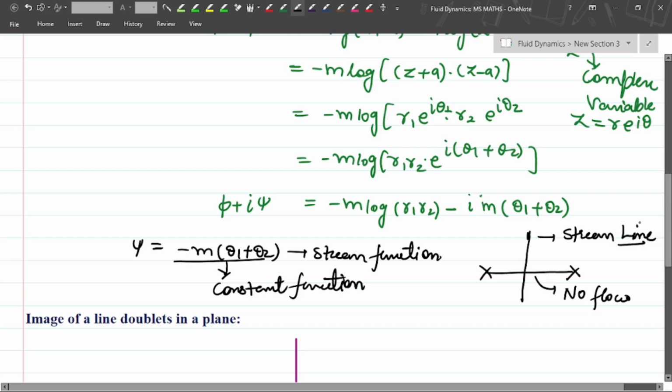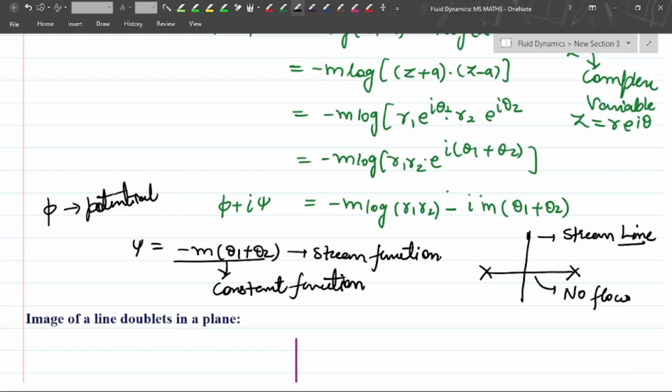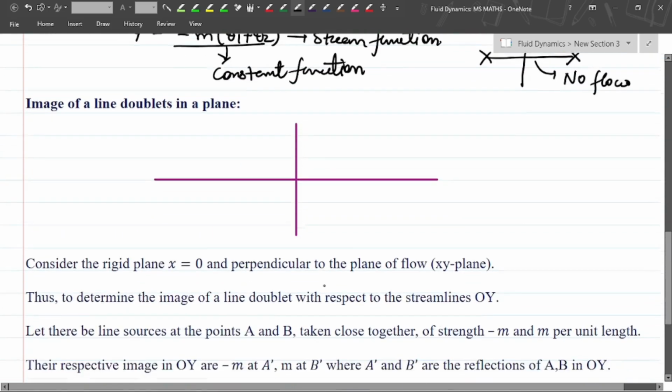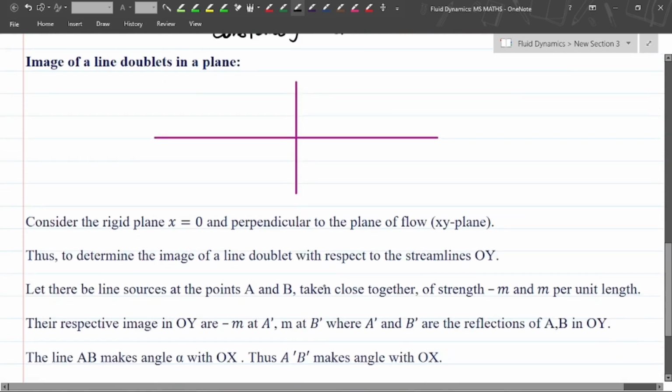To obtain the streamline, we put the stream function as constant, and to get the potential line, the potential function should be constant. But here it is not constant. It is minus m log r1 r2, and r1, r2 are variable distances that may change. Now, if theta 1 plus theta 2 is pi, then obviously it will be constant. Now, we have the image of a line doublet in a plane.